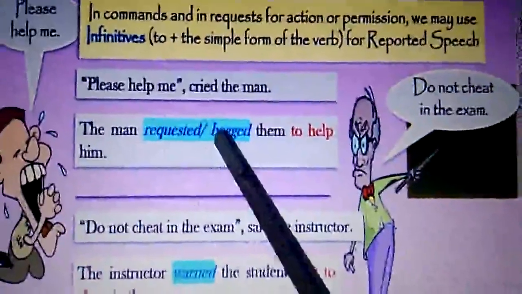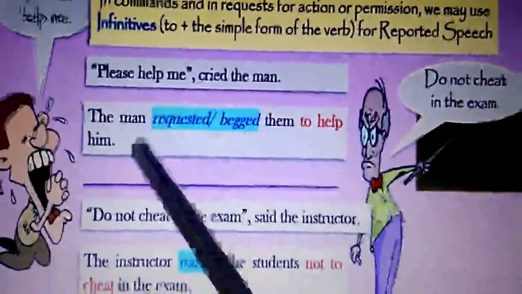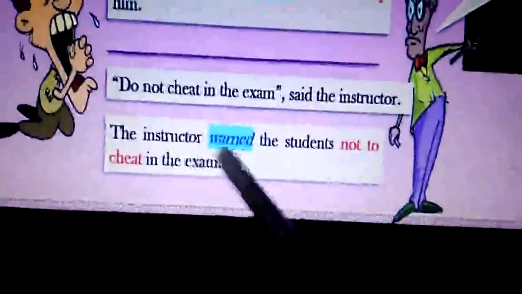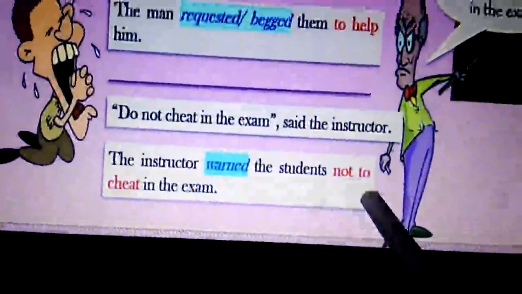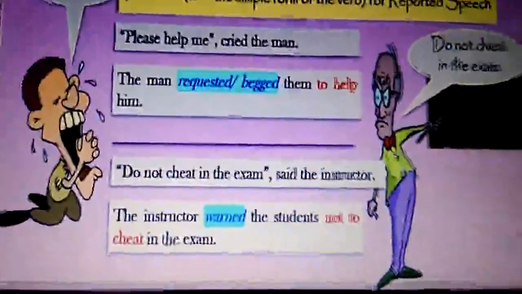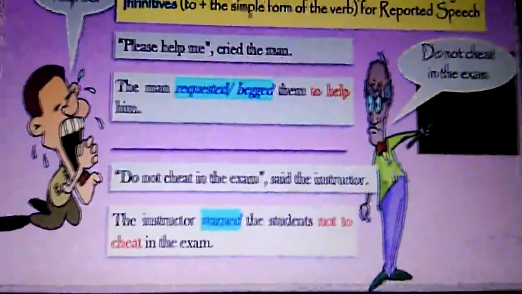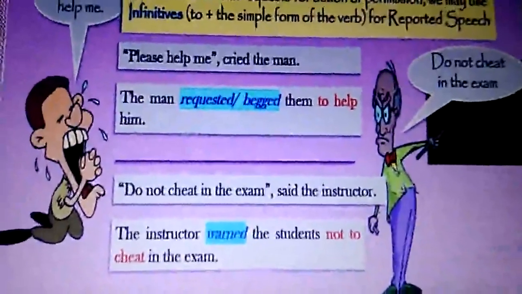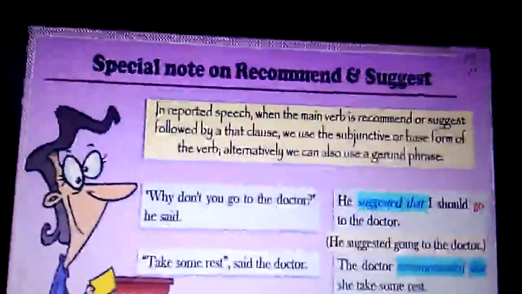The man requested them to help him. To help is the infinitive form. The instructor warned the students not to cheat. To cheat is the infinitive form which we use when we convert imperative sentences to indirect speech.